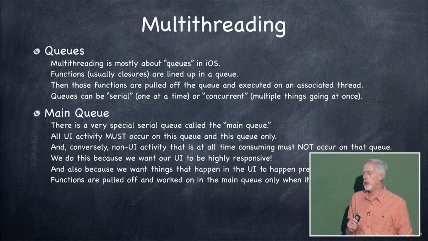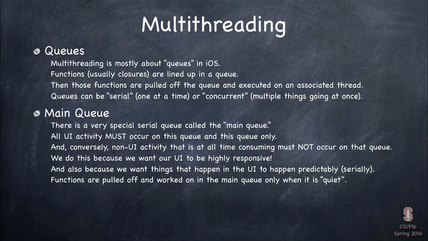The most important queue, it's a serial queue called the main queue. The main queue is where all UI activity has to happen. This is super important for you to understand. If you want to do anything where you call something in UIKit, UI button, UI anything, with a couple of exceptions, which I'll talk about later, you need to be making those calls on the main queue. In other words, you can't put those calls in a closure that you put on some other queue. It has to be on the main queue.